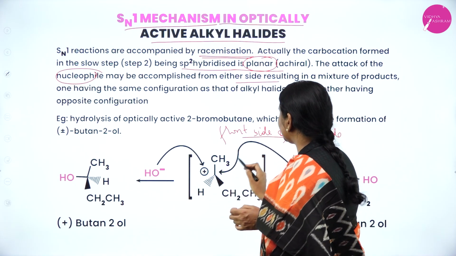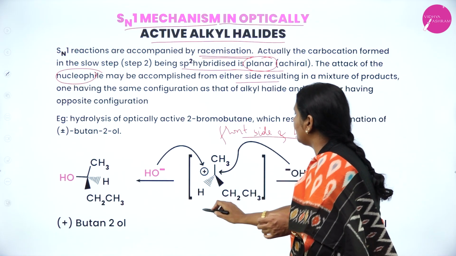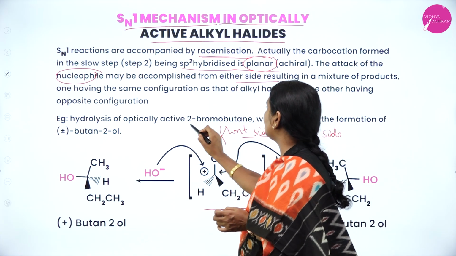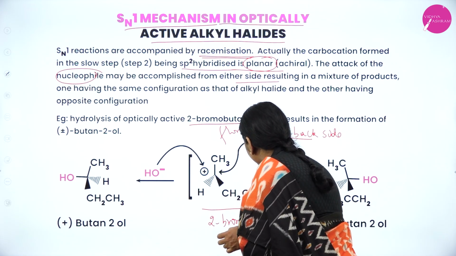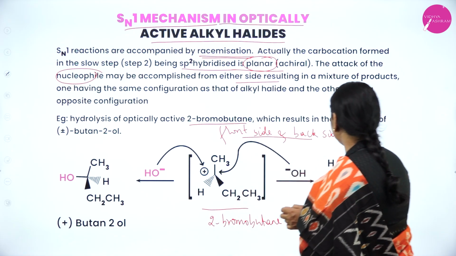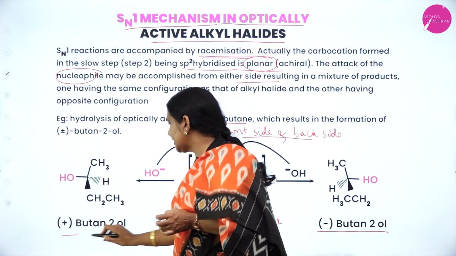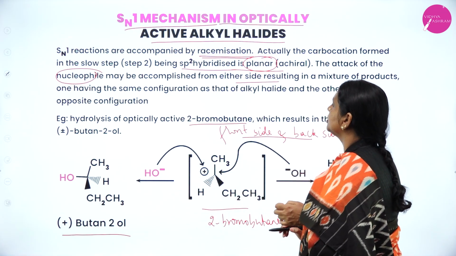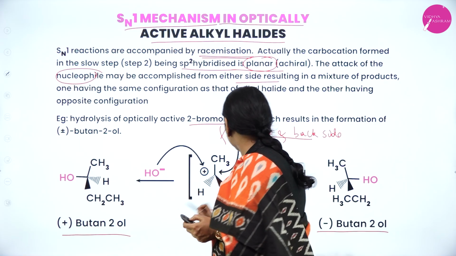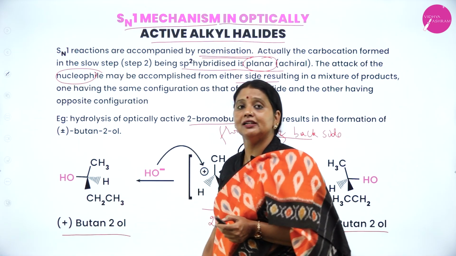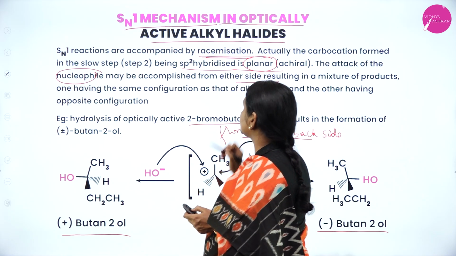Nucleophile attacks from front side and nucleophile attacks from what? Back side. This compound is 2-bromobutane. This will become minus butan-2-ol. It will become plus butan-2-ol. Okay. So, therefore, it forms 50% levo and 50% dextro. Therefore, both inversion and retention take place. Therefore, it is called as what?